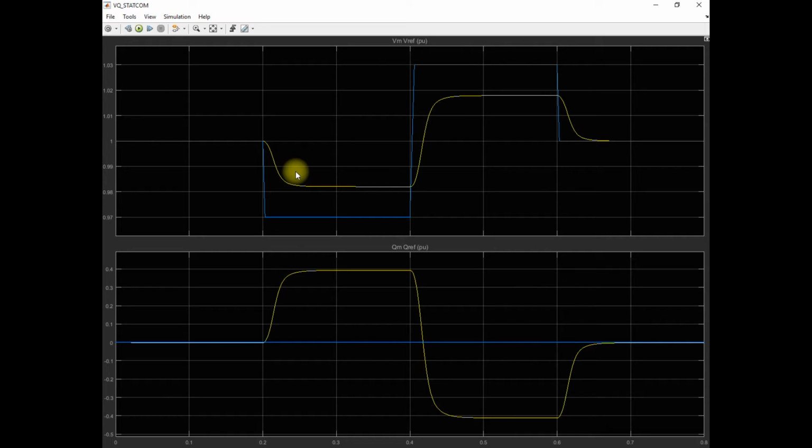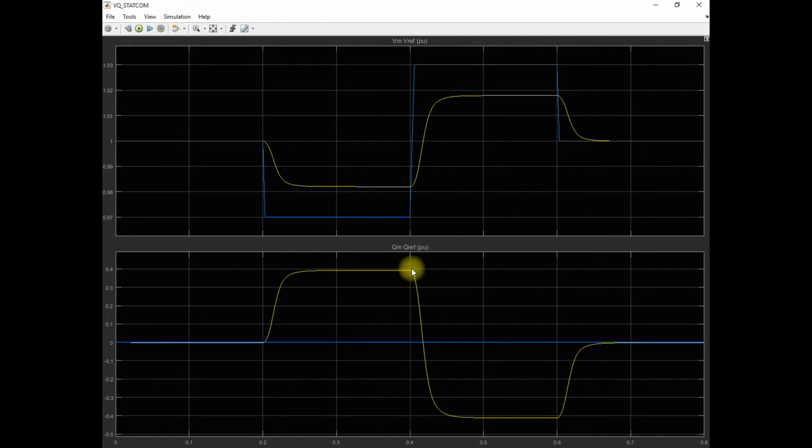We will discuss later how this droop affects the actual output voltage measurement. Now let's see that at 0.2 seconds, after the voltage decreases to 0.97, reactive power is injected, and up to 0.4 seconds it provides a constant amount of reactive power and maintains the voltage near 0.98 per unit.